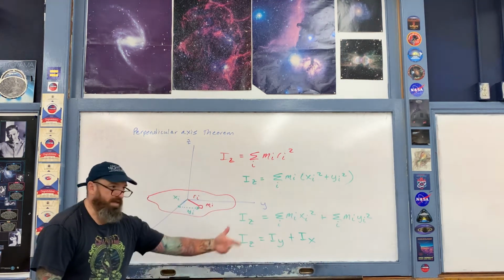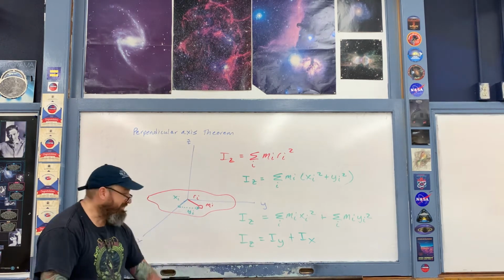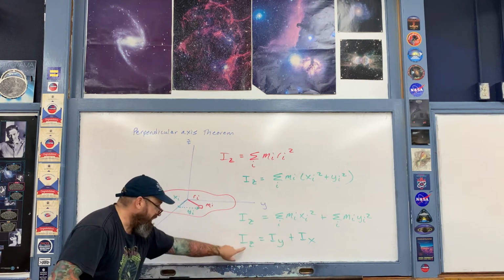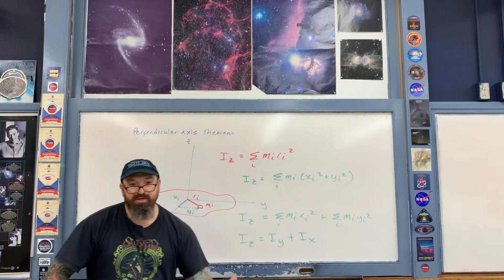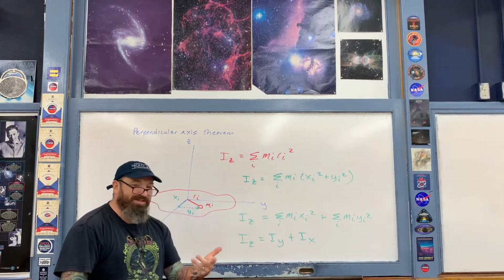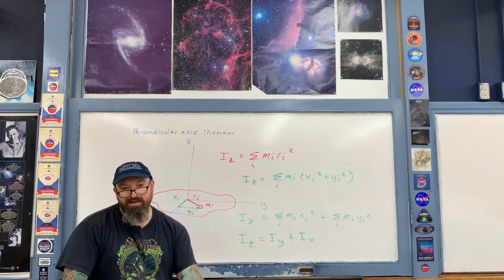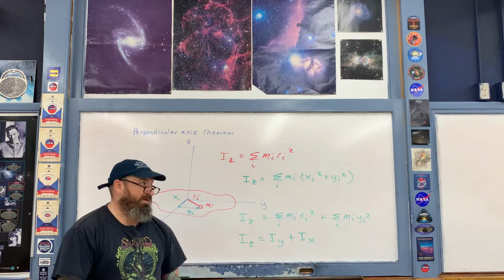Like so, and that's it. That's the rotational inertia then of each individual axis added together to get the third. This is perpendicular axis theorem. So it's a very simple derivation. Let's just take a look at one example, and then after we look at that example, we'll look at the restriction as well.